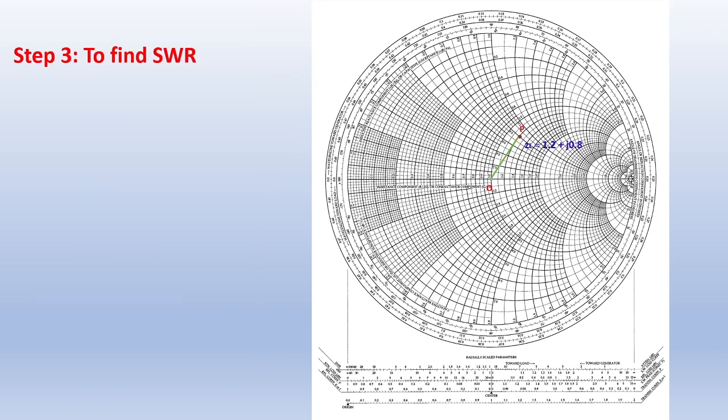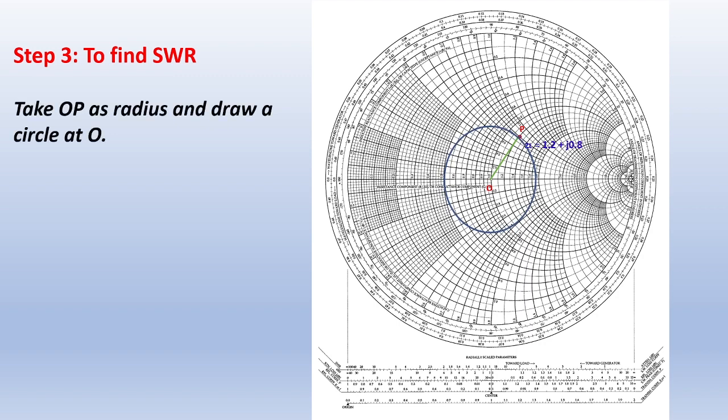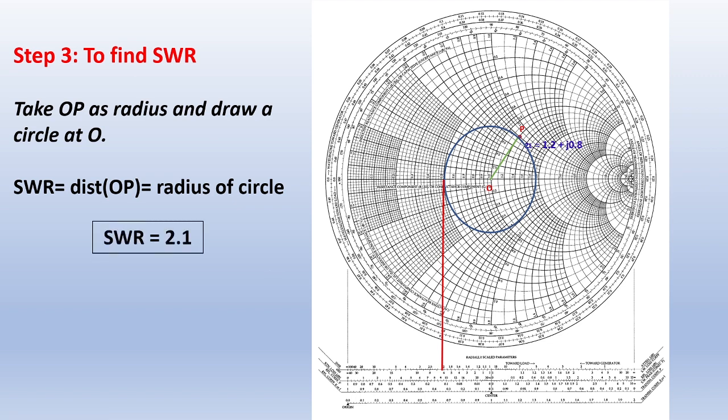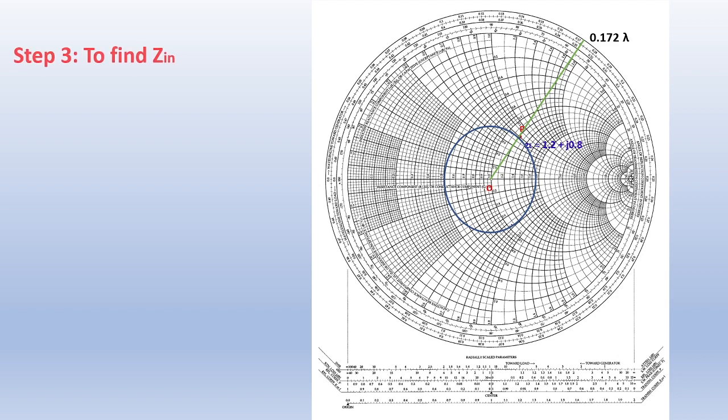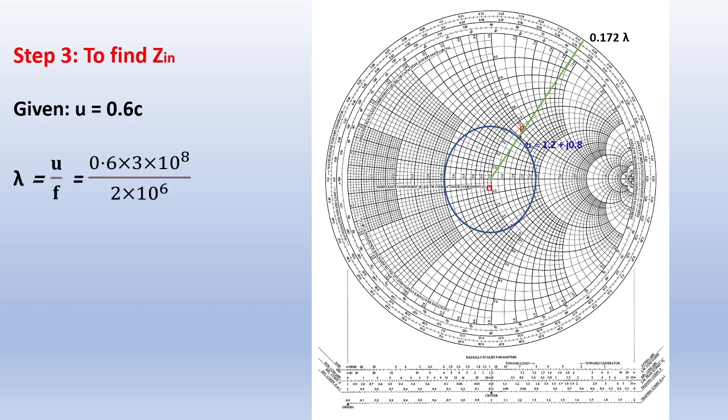The next step is to find the SWR, that is standing wave ratio. Take OP as the radius and draw a circle. Here you'll get it, and you can also find it using the chart itself. Below you can see that SWR, return loss, and reflection coefficient have been given. Just extend this line, and the point where it intersects the SWR line is your SWR itself. Here it is almost 2.1. So SWR is 2.1.